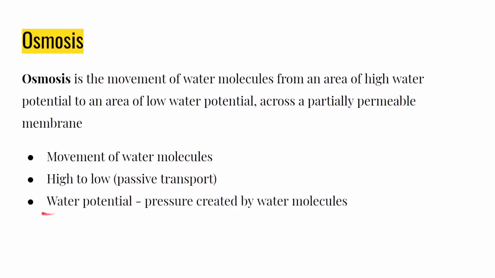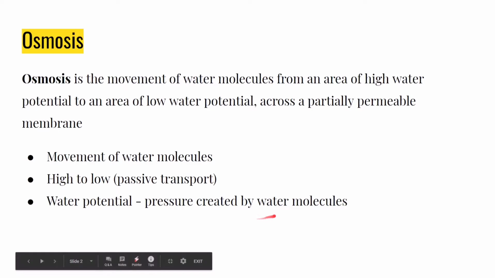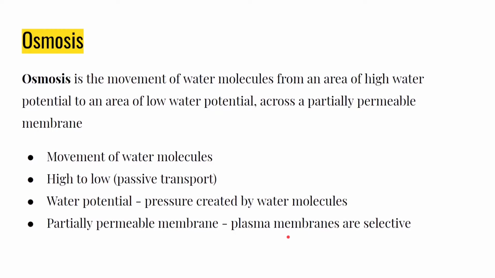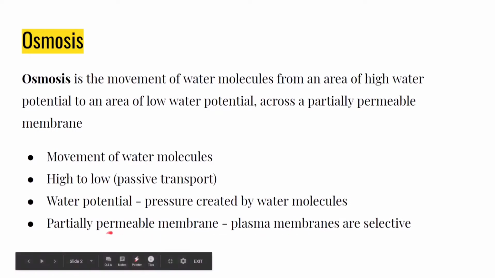Then it's about water potential, high to low water potential, and water potential is the pressure created by water molecules. And lastly, it's across a partially permeable membrane, and this is just plasma membranes being selective, and most plasma membranes let water and other small molecules through, and this is why they're just partially permeable.